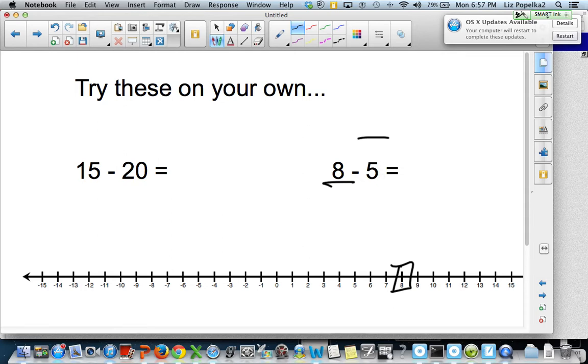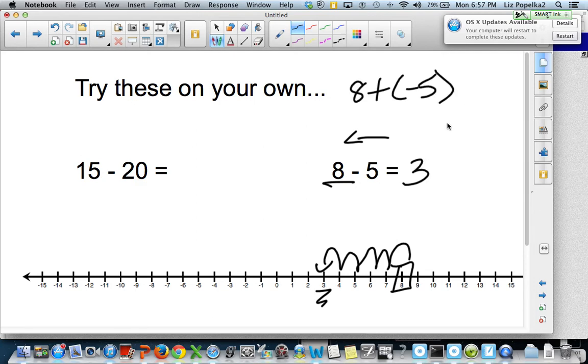Minus 5 means we're going to go in the negative direction. So 1, 2, 3, 4, and 5. 8 minus 5 is a 3. You'll notice that's the same thing as 8 plus a negative 5. Because if I have positive 1, 2, 3, 4, 5, 6, 7, and 8, and put it together with a negative 5, 1, 2, 3, 4, 5 negatives.